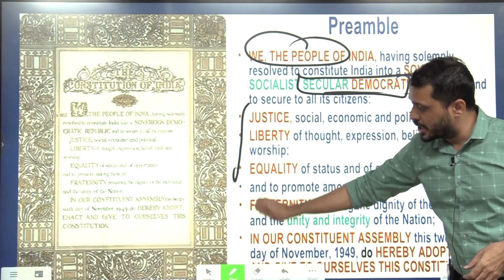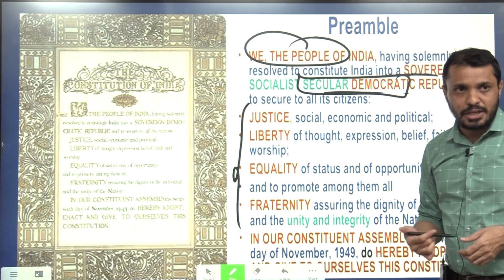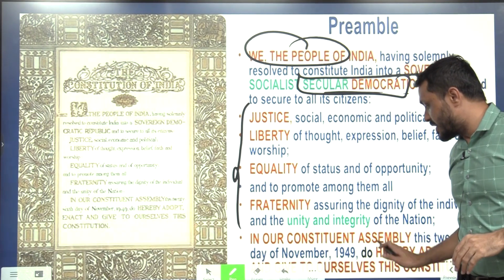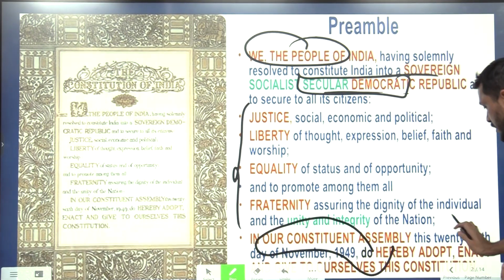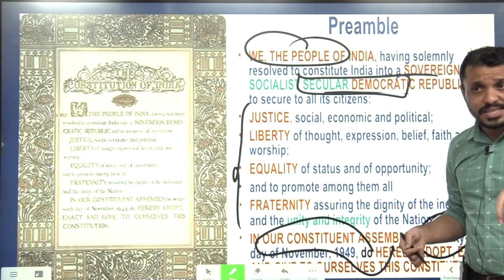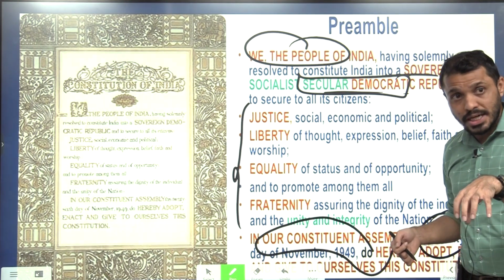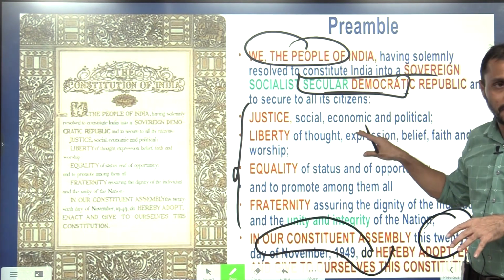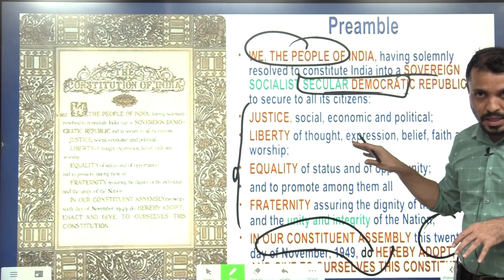Next, the objectives of the Indian Constitution: justice, liberty, equality, fraternity. That is the third thing we learn from the preamble. And the fourth one is the date of adoption: 26th November 1949. The present NDA government is celebrating this day as Constitution Day also, 26th November. So this is the basic information regarding the Indian Constitution preamble.